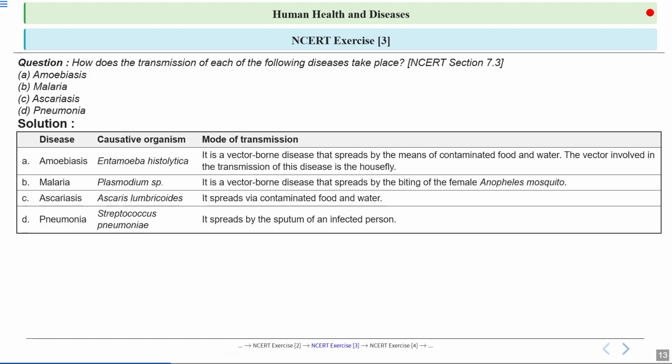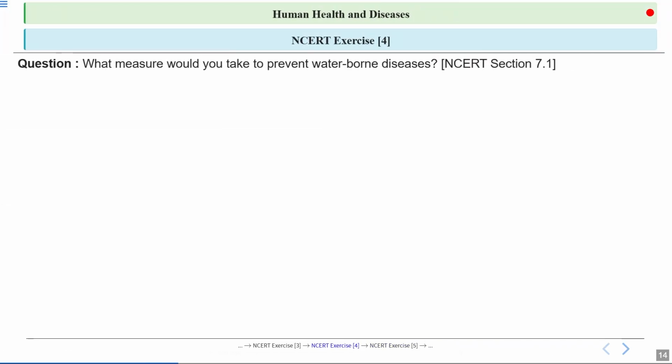Next one is pneumonia, caused by Streptococcus pneumoniae. This disease spreads through the sputum of an infected person. The bacteria are released into the air when a person coughs or sneezes, and the other person inhales these droplets. So, this is a communicable, infectious disease.